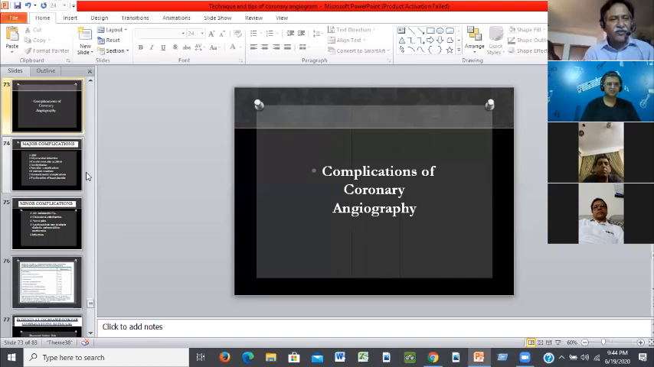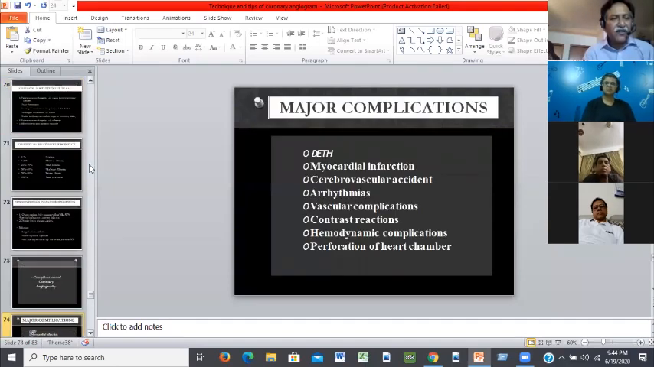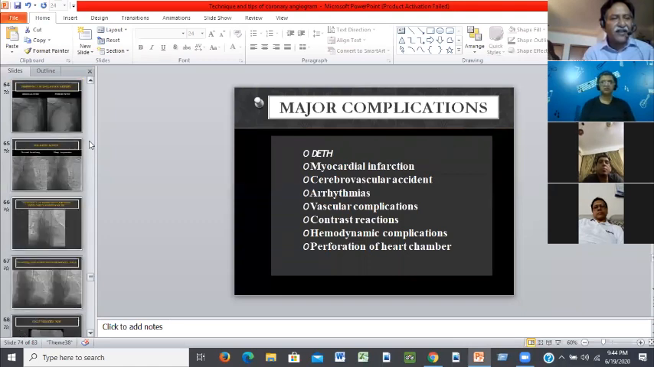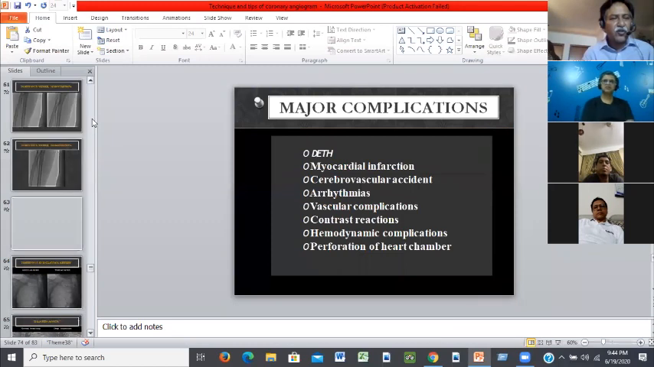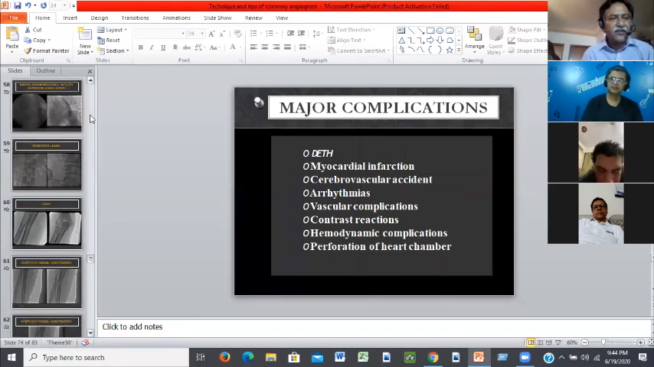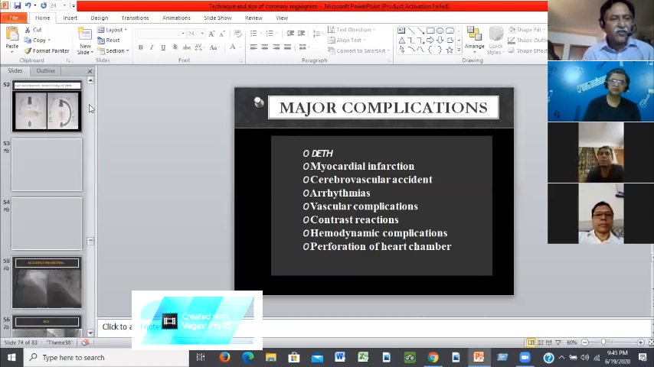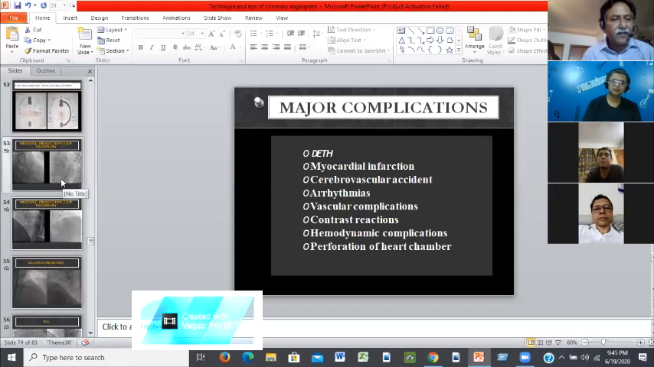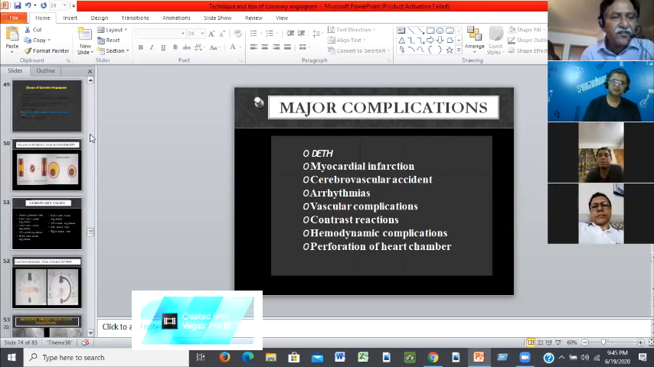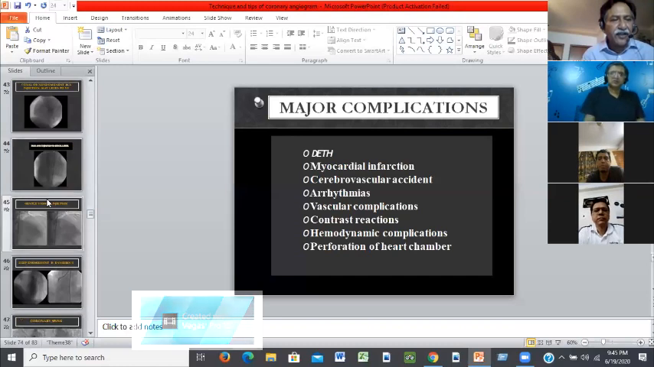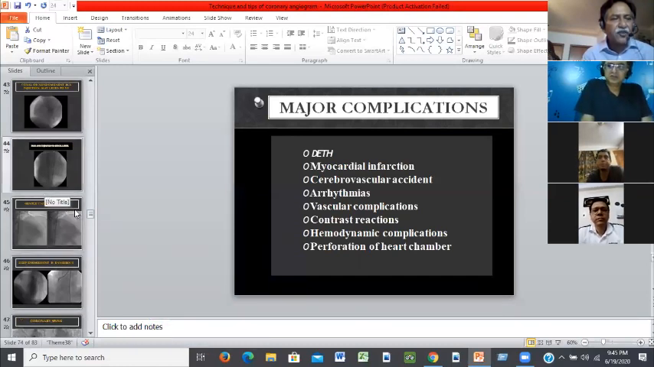You're right. I have shown one slide on this because if the vessel is too large, then with a 5-French catheter, the dye is not sufficient to fill the whole size of the vessel. So in that case, you need a bigger size catheter. Like if you took the 5 French, you should take a 6-French catheter.